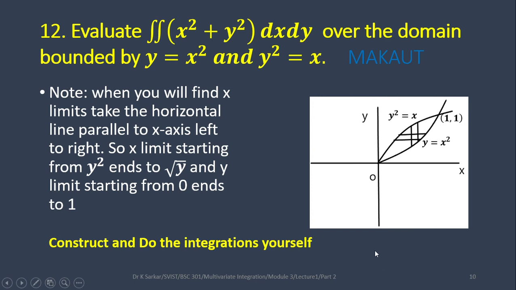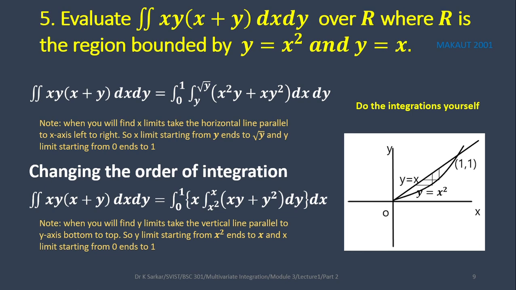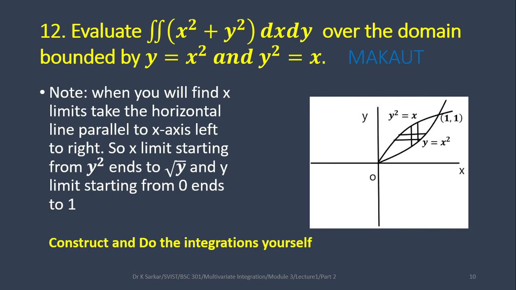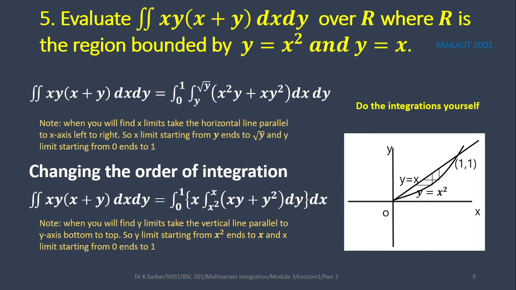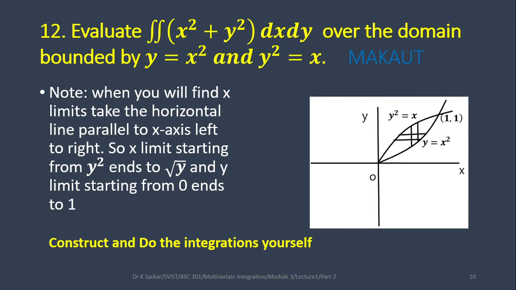Question number 12. Evaluate the double integral of (x square plus y square) dx dy over the domain bounded by y equals x square and y square equals x. The difference between question number 5 and question number 12 is that in question number 5 it was a straight line and a parabola, and in question number 12 both the curves are parabolas.